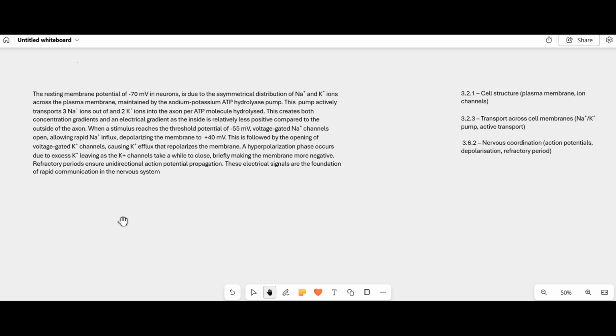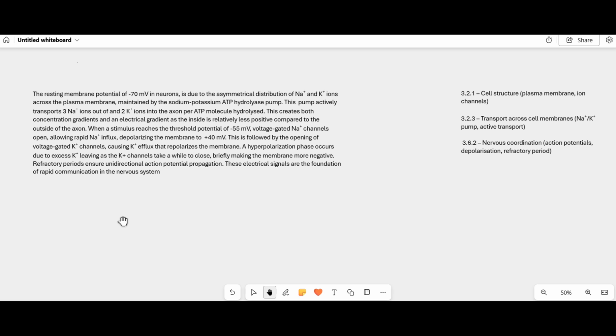Calm. So what I can say is that the resting membrane potential is -70 mV. So that's just the resting potential. That's straight A-level knowledge. In neurons, this is due to the asymmetrical distribution of sodium Na+ and potassium K+ ions across a plasma membrane, maintained by the sodium potassium ATP hydrolase pump here. So you can just say sodium potassium pump here, but I like to add a little bit of flavor to it. So that's why I said ATP hydrolase pump here, because it's going to be running on ATP hydrolysis, obviously. This pump actively transports 3 sodium out of the axon and 2 potassium into the axon.